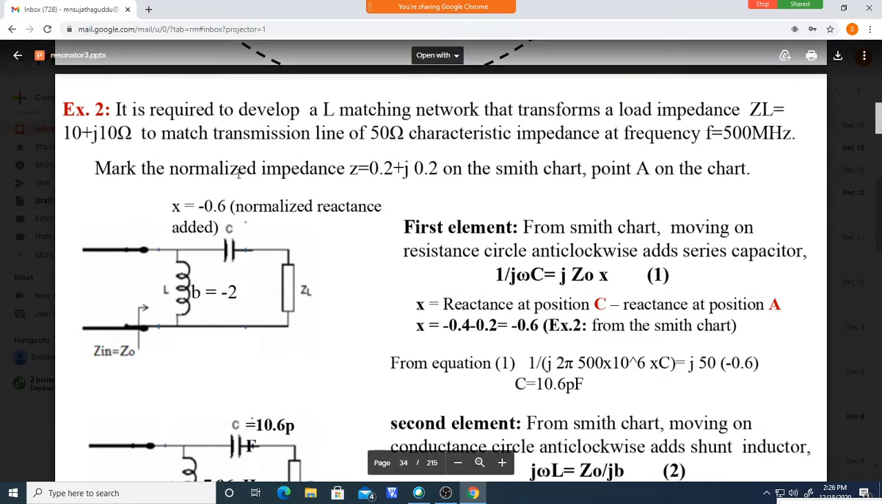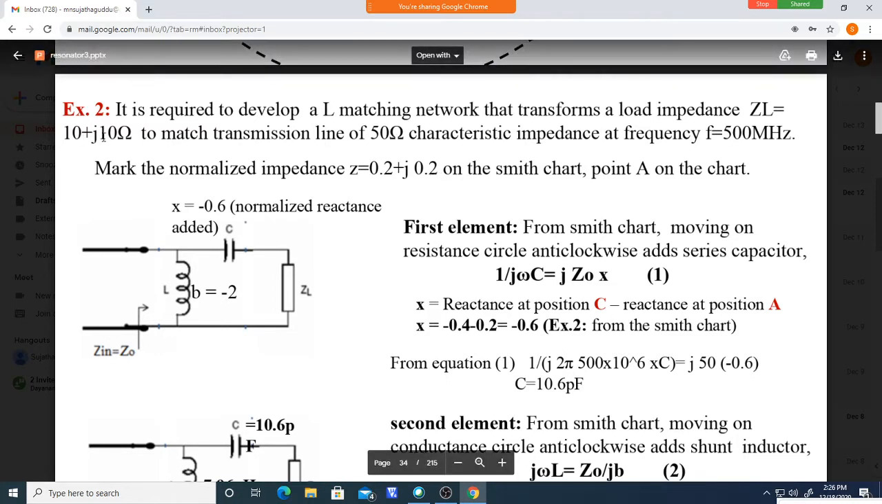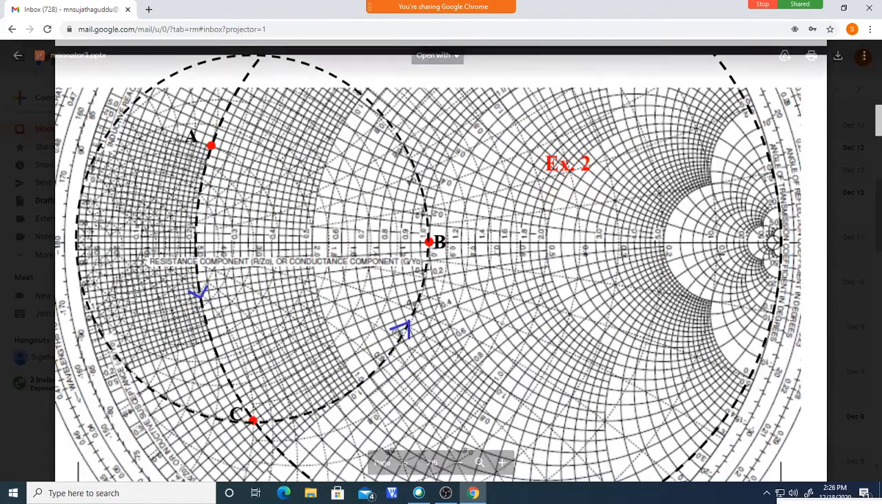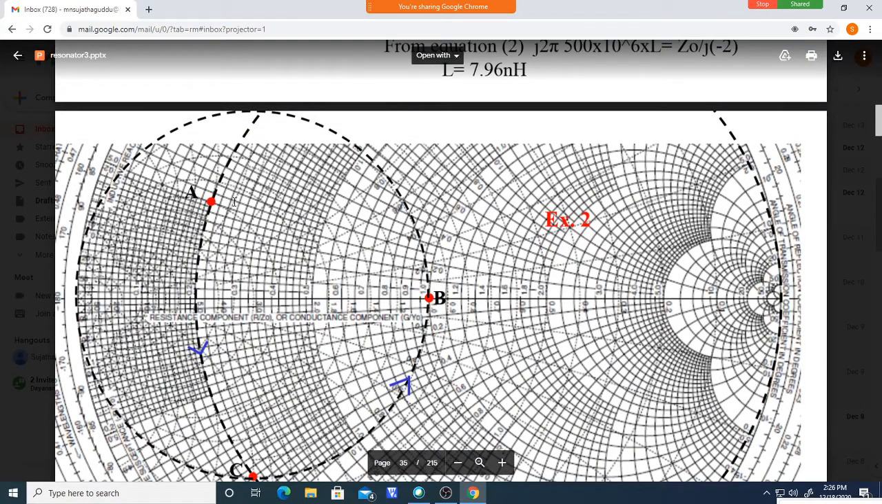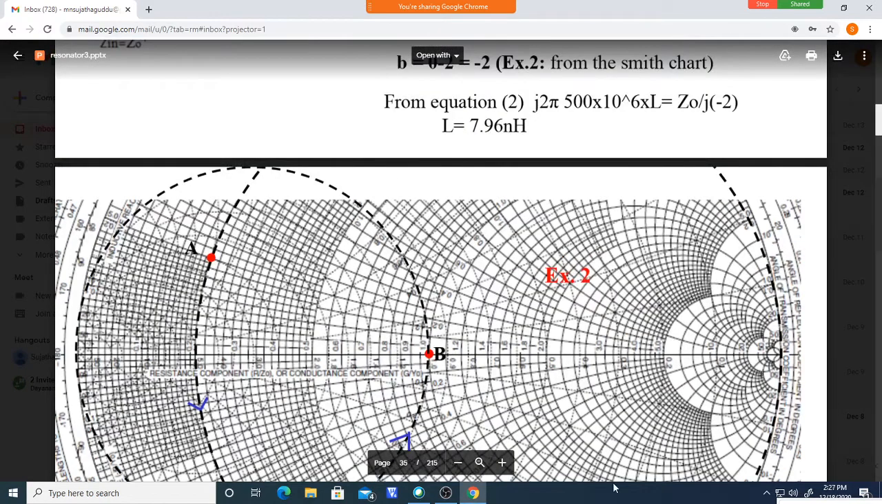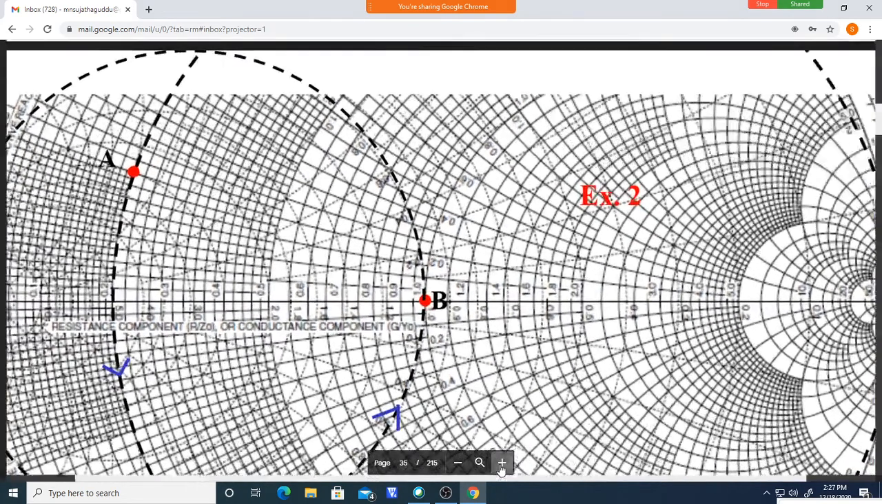You see here. To mark this, take the normalized impedance. The normalized impedance is 0.2 + j0.2, because we divide 10 and 10 by 50. So you will be getting 0.2 and 0.2. Mark that first on the Smith chart. This is a Smith chart, and I marked that here. How do you mark that impedance on the Smith chart? 0.2, 0.2.